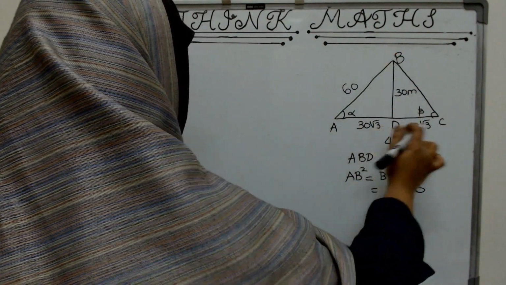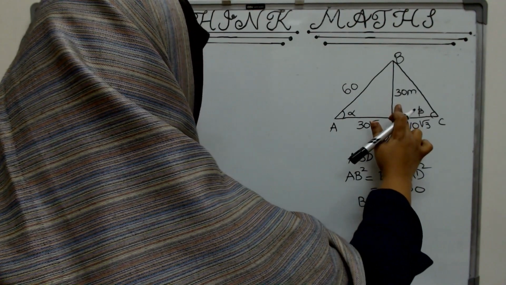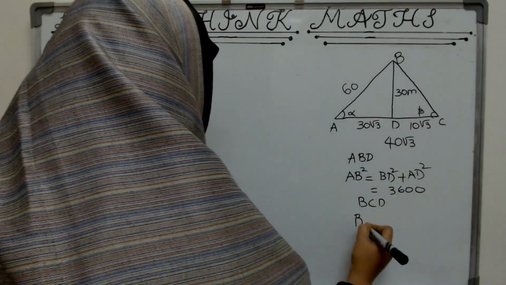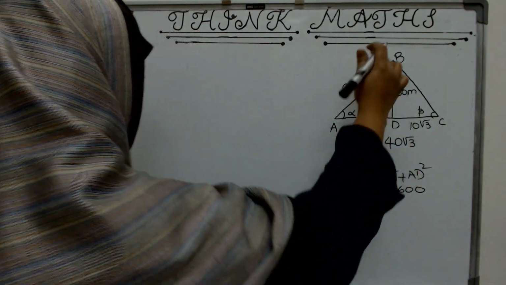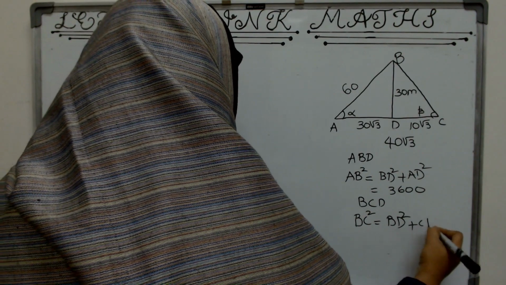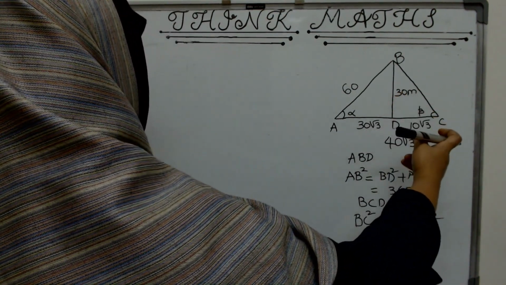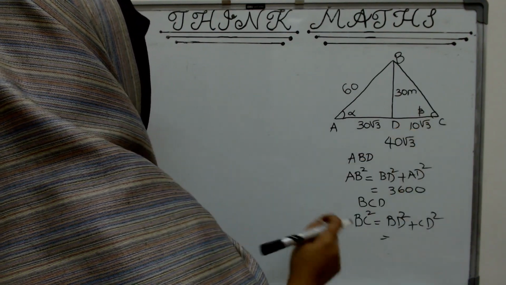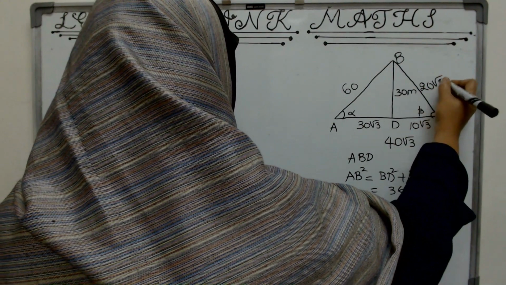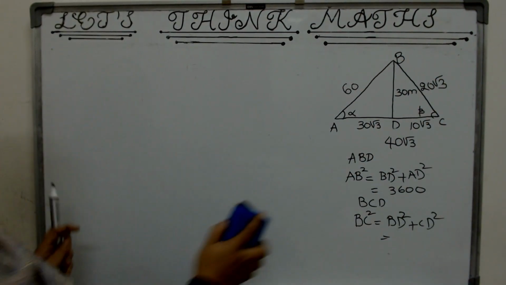Now consider this triangle BCD, again a right angle triangle, and BC is the hypotenuse. So applying the Pythagoras theorem, you will get BC square is equal to BD square plus CD square, and that would be 900 plus 300, which is 1200, and its square root would be 20 root 3. So this is all you get from the question. Now let us start doing our MCQs.